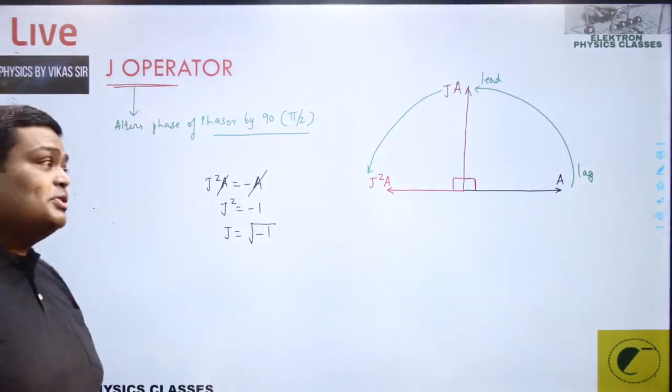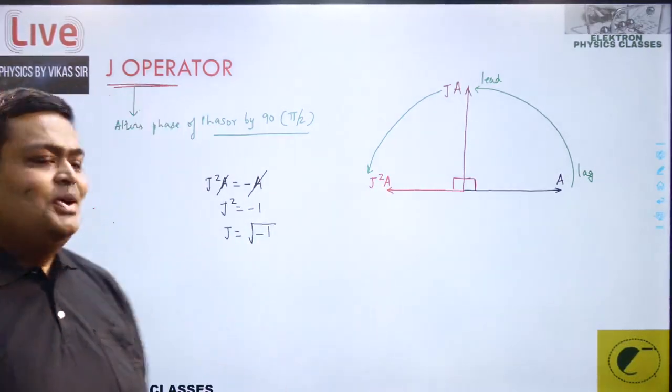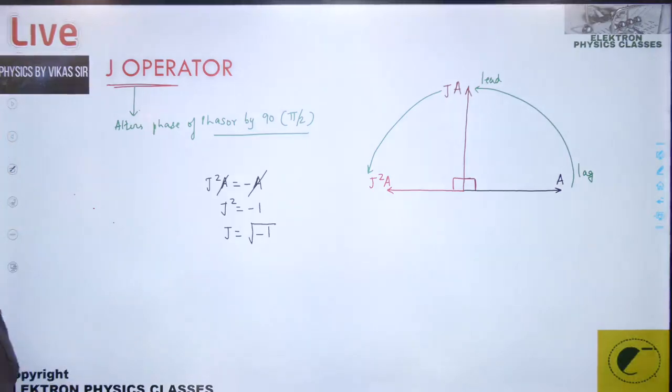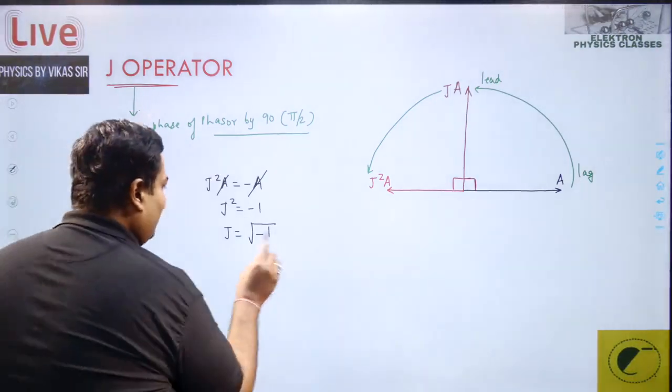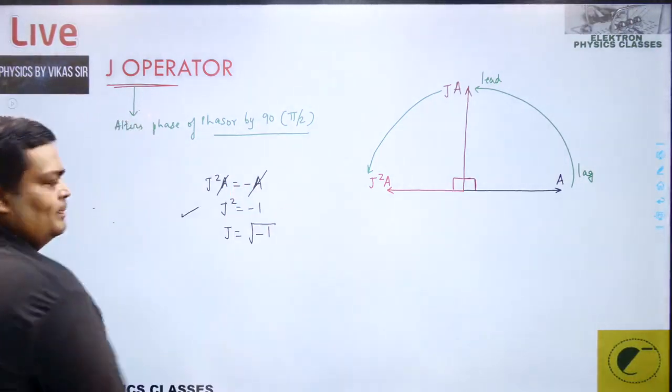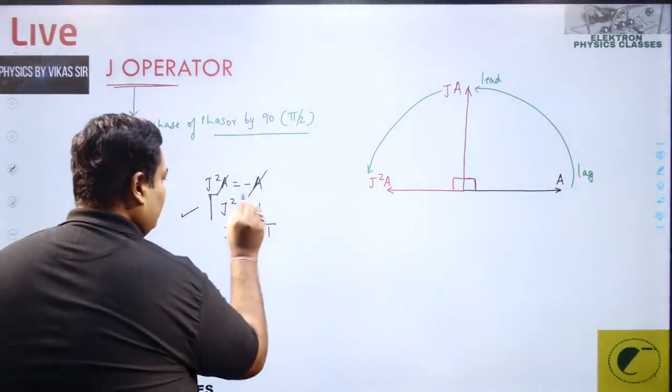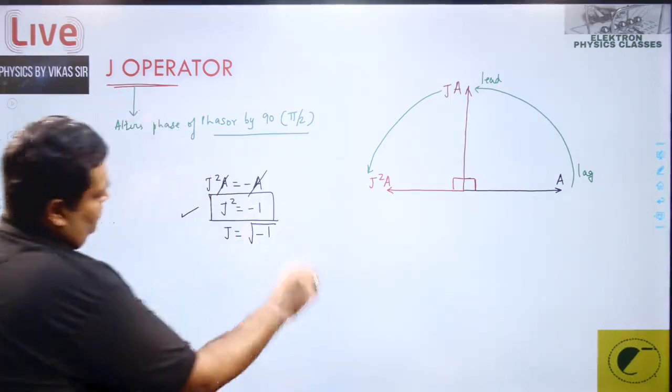Sir, we used to say iota. Over here it is a J operator, that's the value for this. You will not be using the iota format, though of course you can use it. So that will be important for you.